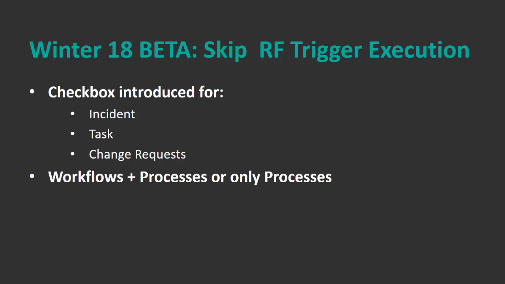The idea is that if a process is updating a record and you are sure that the updates have nothing to do with calculations of due date, service level agreements, or applying templates, then setting the skip RF trigger execution to true will let our code skip the redundancy of running those checks, with the hope of reducing instances of SOCL 101 errors.